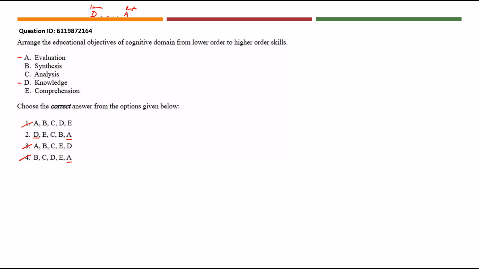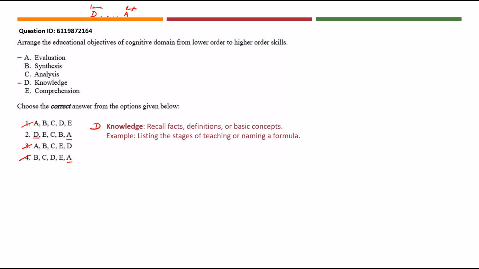Now let's have a learning about all these skills. We will start from the lowest order and then go to the highest order. The first skill is knowledge. Recalling facts, definitions or basic concepts. This will be D. The example will be like listing the stages of teaching as we did in the previous question.